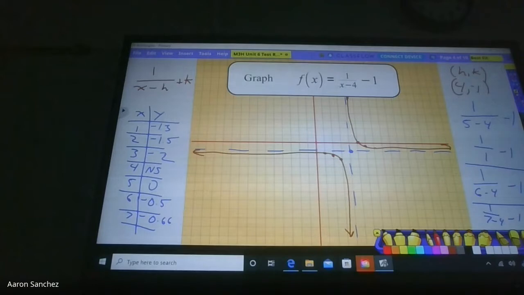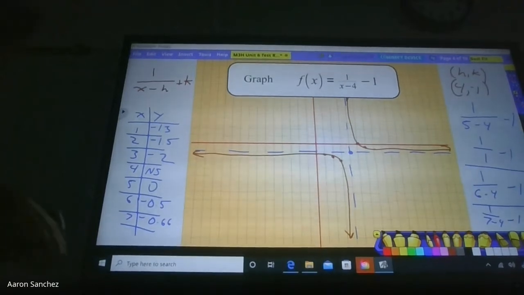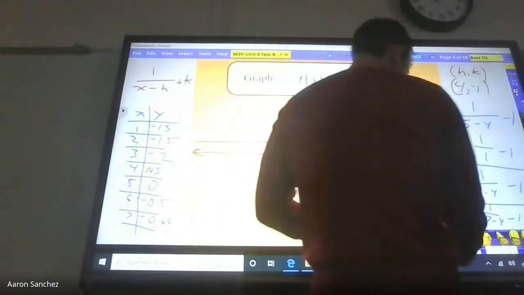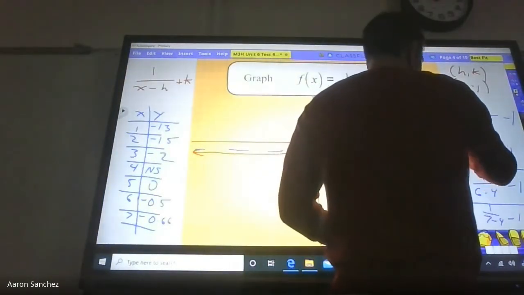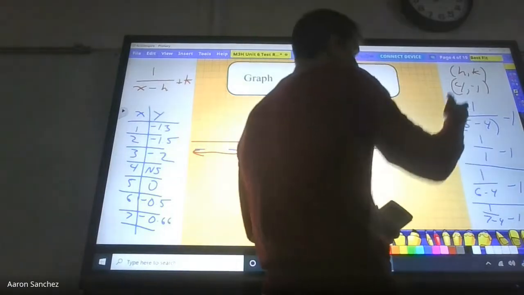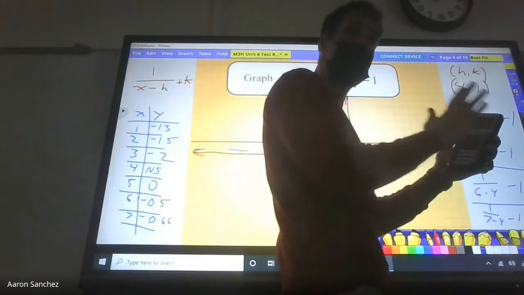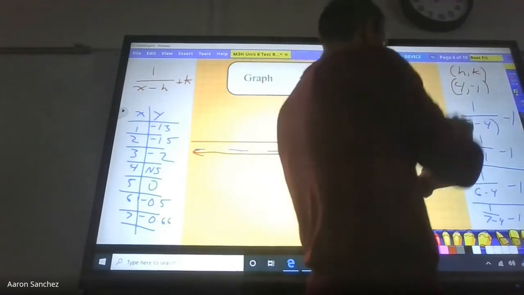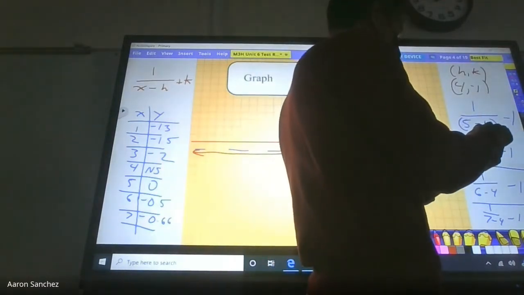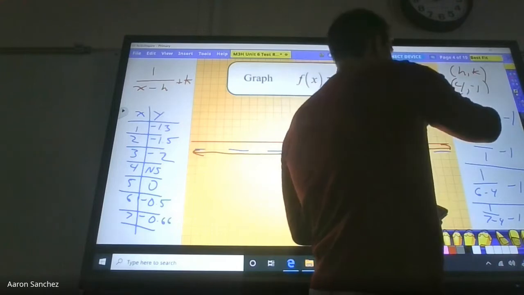So you guys, what I did is I just plugged this into the calculator. The buttons I push to get the answer: you have a scientific calculator. You push 1, then you hit divide, and then you have to hit the parentheses.